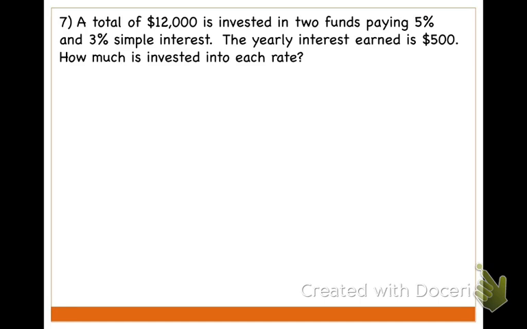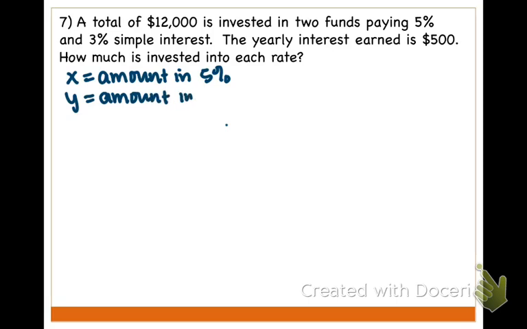And so we're trying to figure out how much got invested into each account. So we're going to have 2 different variables. We're going to have an X variable and a Y variable, and they're going to represent the different amounts in each account. So there's 2 different amounts that I'm trying to find, one that goes into each account. So that's my 2 different variables. So I want to start by writing that out. I want to write out that my X variable is going to represent the amount of money in, let's say, the 5%, and then the Y is the amount of money in the 3%.